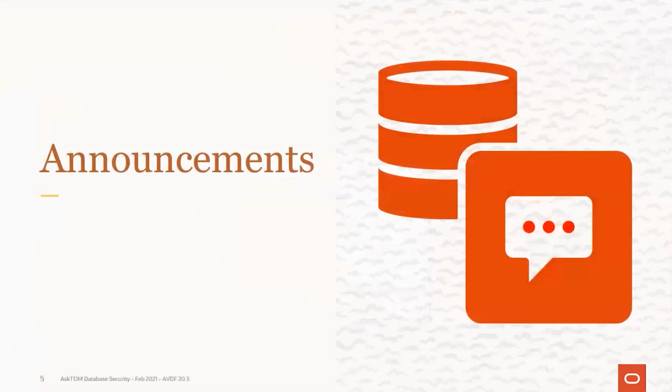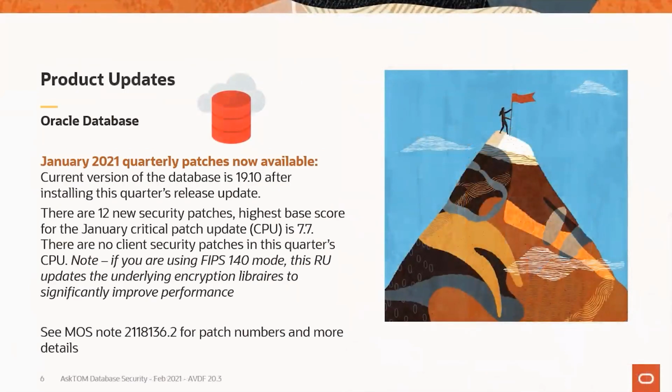Before we get into the Audit Vault and Database Firewall, though, just a quick update. We only have one product update this month, and that is for the Oracle database. We released last month our quarterly patch, and this will take, if you're running on 19c, which is our current long-term release, this will take you to version 19.10. In this quarter's release update, there are 12 new security patches. Highest CVE score this quarter is just a 7.7, and there are no client patches that you need to contend with.